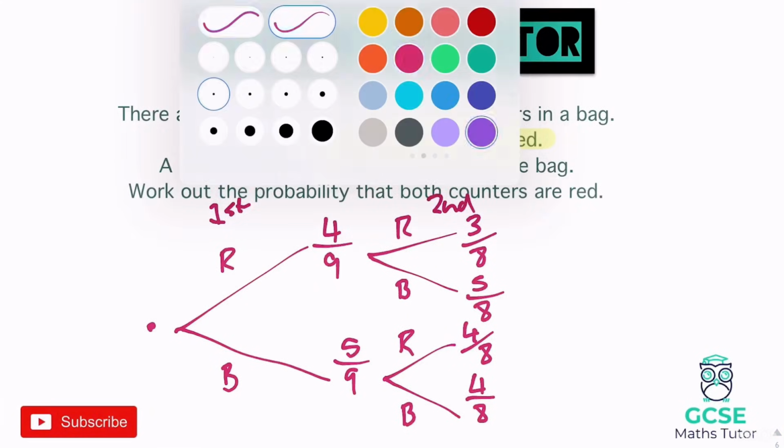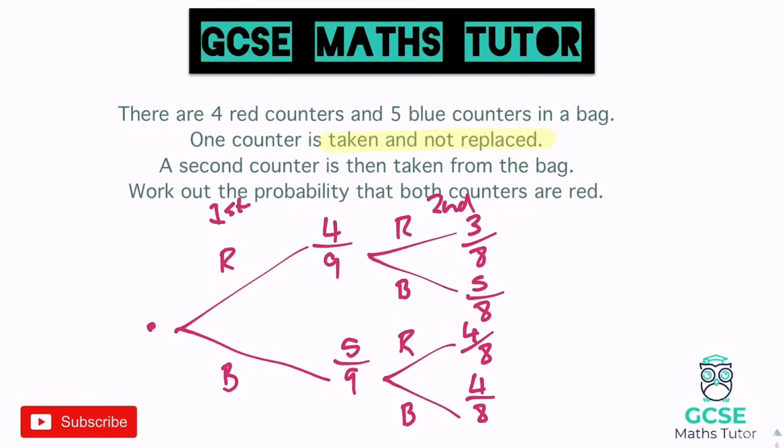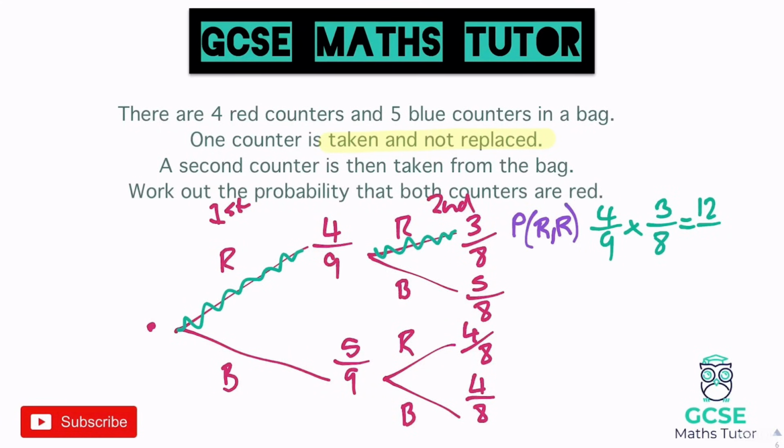Now we've got an easier question for this one because it says work out the probability that both counters are red. Now that gives us only the option of having this branch here, the probability of a red and then a red. And to get that route there, we just go through red on the first route and red on the second route. And that gives us 4/9. And again we multiply by 3/8. Times in the top gives us 12 and times in the bottom gives us 72. So our final answer there would be 12 out of 72.